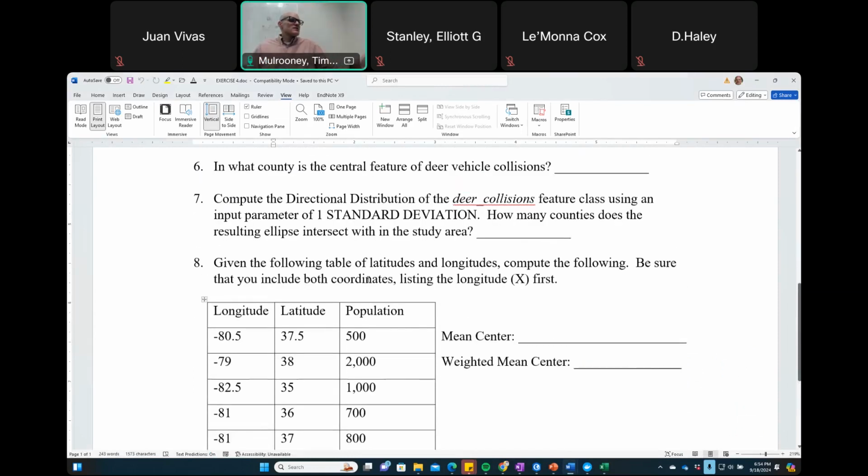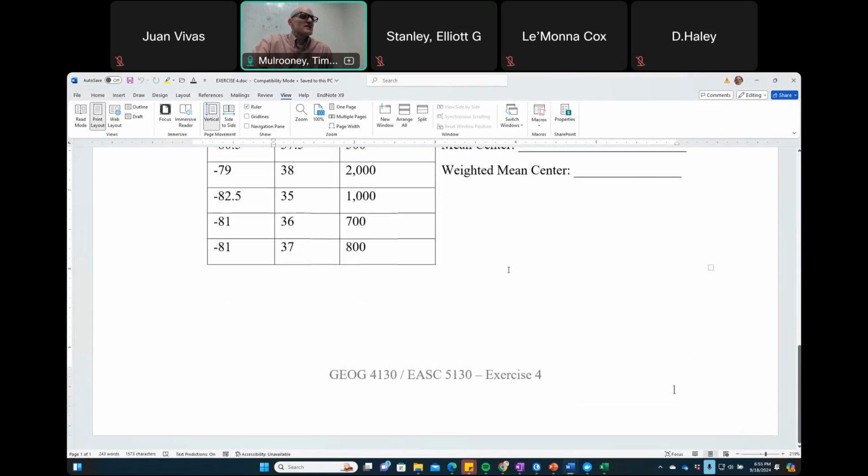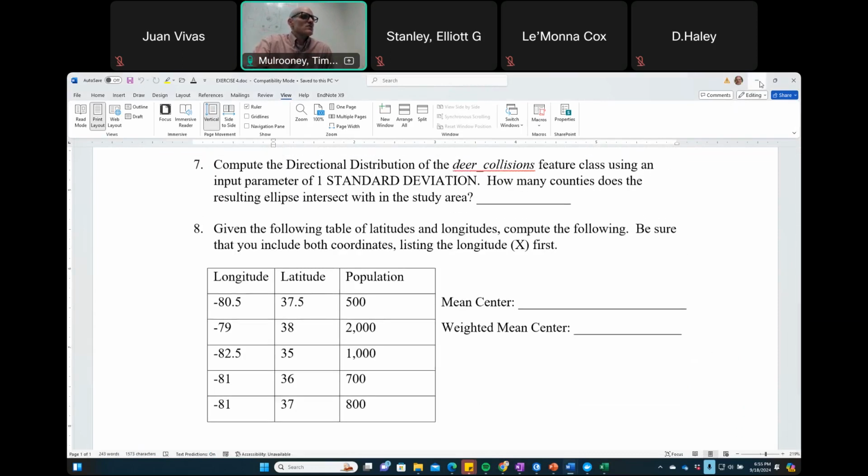All right. Compute the standard direction distribution. This is basically what I used to call the standard deviation ellipse for deer vehicle collisions using an input parameter of 1 standard deviations. How many counties does a resulting ellipse intersect with the study area? Almost done with the homework here.